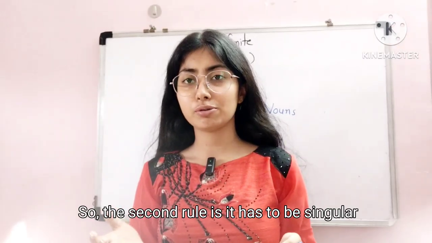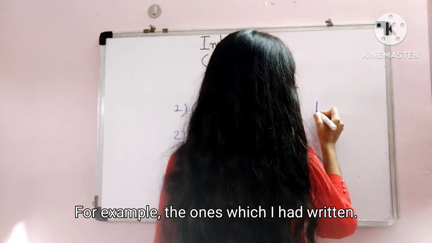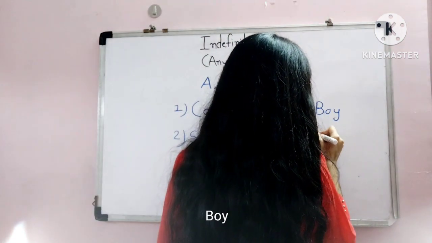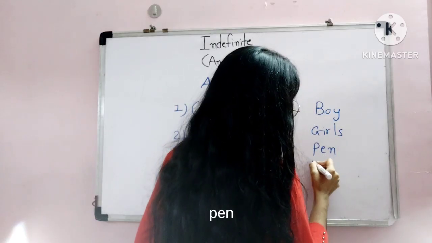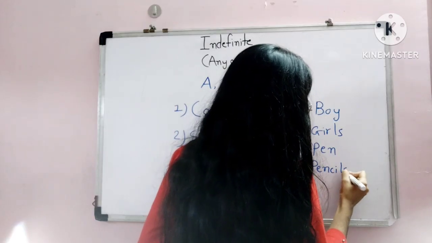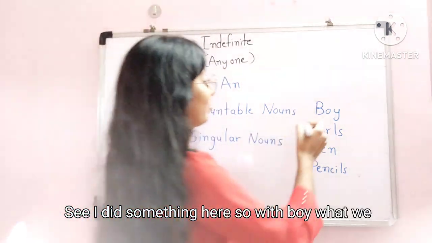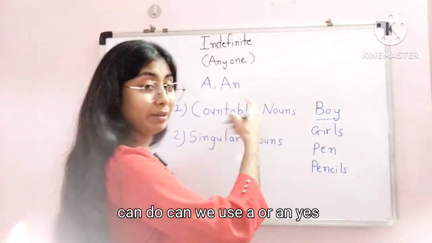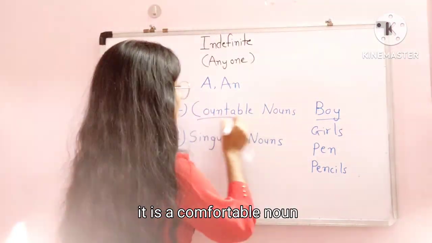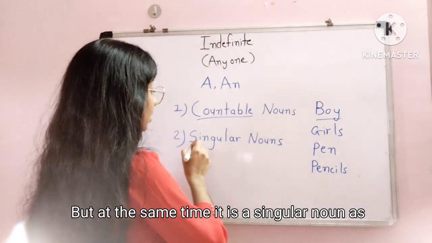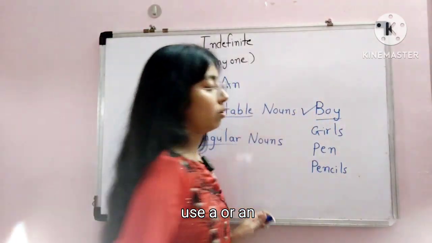Okay? So the second rule is it has to be singular nouns. For example, the ones which I had written: boy, girls, pen, pencils. So yes, see, I did something here. So with boy, what can we do? Can we use a or an? Yes, we can, because we saw in the past rule that it is a countable noun. But at the same time, it is a singular noun as well, because it is just one boy. So yes, we can use a or an.